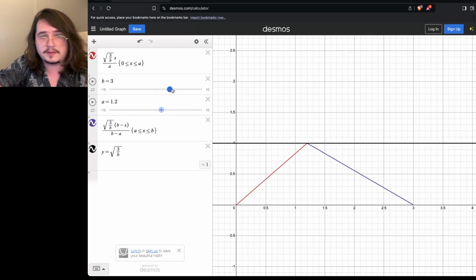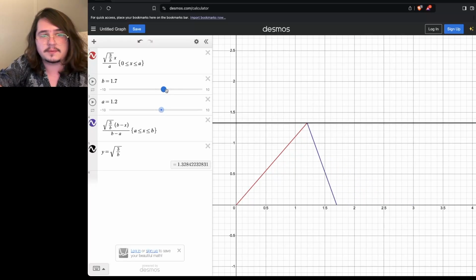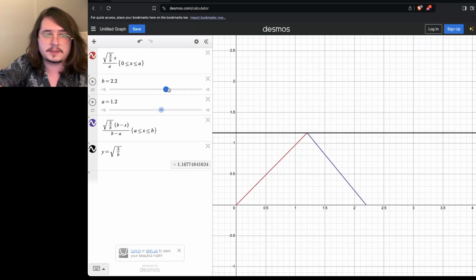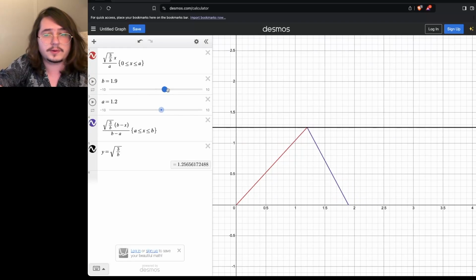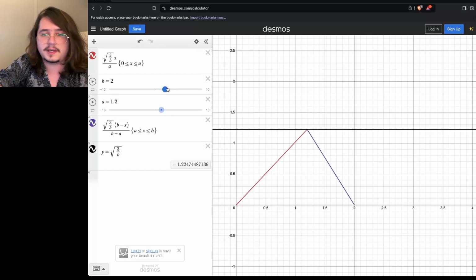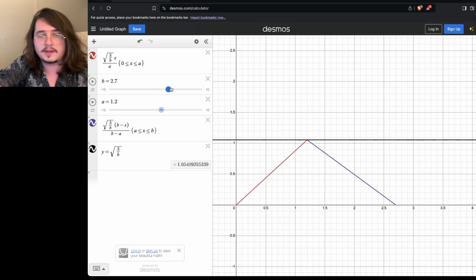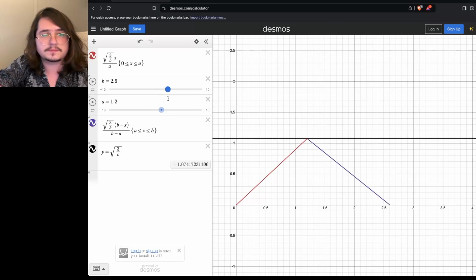If you change b, then you're changing the height of the peak. The height of the peak being equal to the square root of 3 over b, and b being the x position of the terminal point on the other side of the wave function. So that's how you would sketch it.